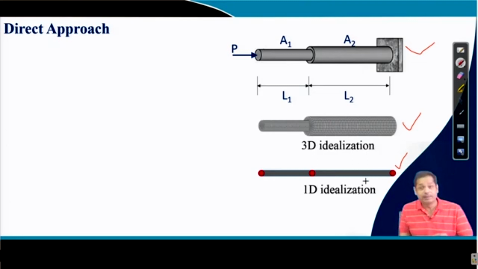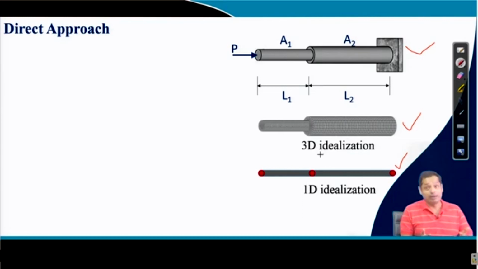But these are two different idealizations. For the same problem, you can get a solution, rather an approximate solution, by idealizing this as a one-dimensional problem, and then the same problem can also be solved by idealizing this as a three-dimensional problem.